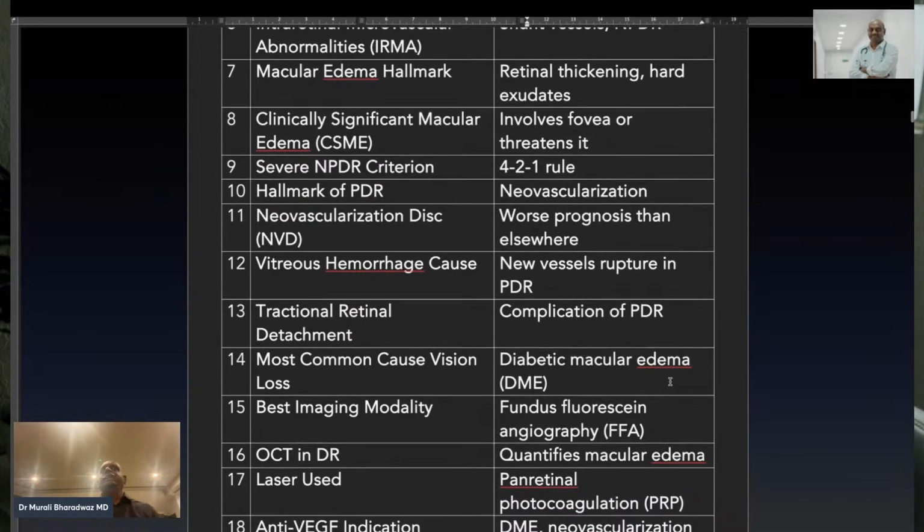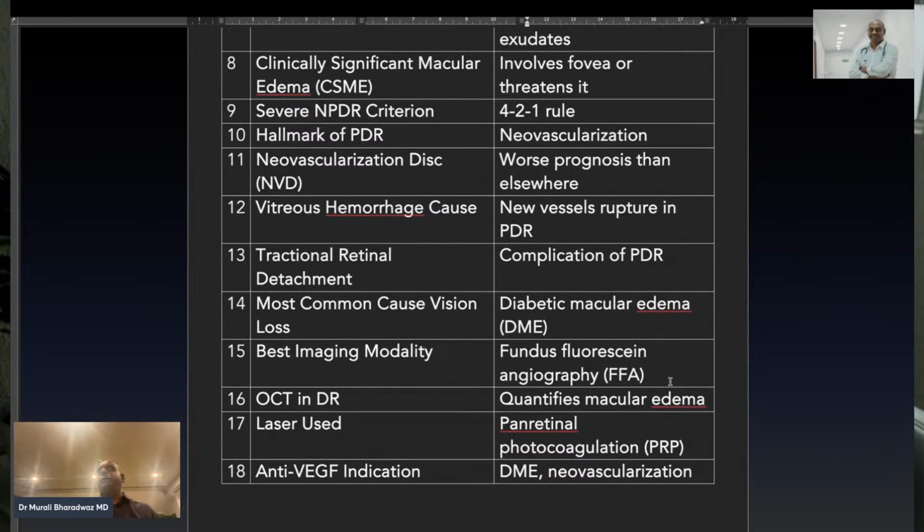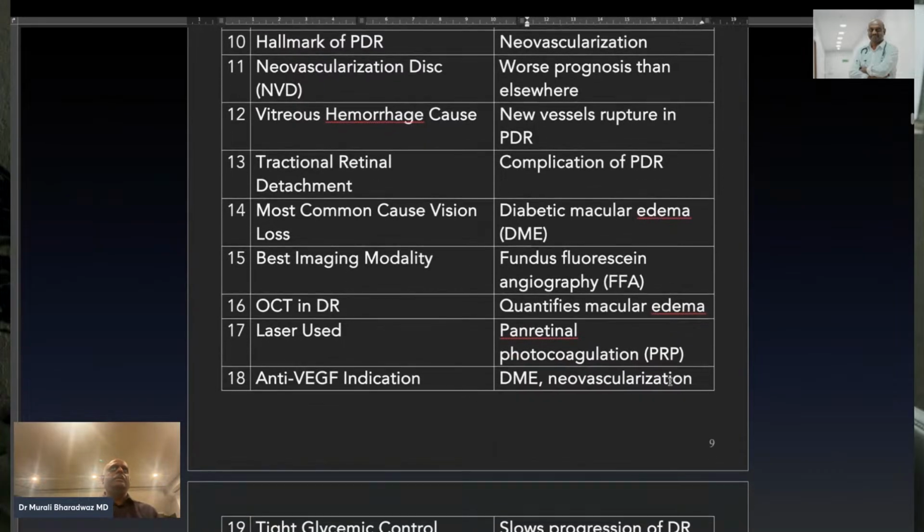So, what is a feature of severe non-proliferative diabetic retinopathy? It is called the 4-2-1 rule. You should look at that later. Whereas proliferative means neovascularization. Neovascular disc: typically those vessels will rupture and bleed.